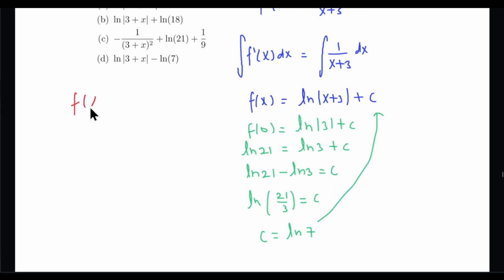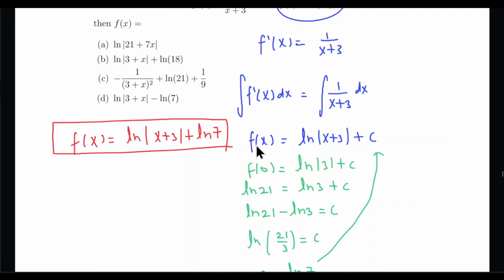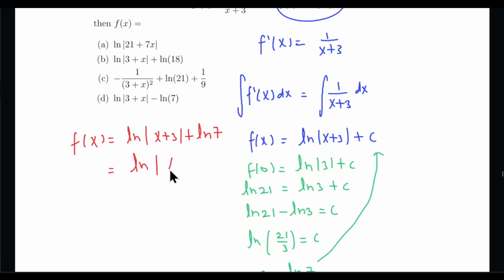So our function becomes ln absolute value of x plus 3 plus ln 7, I think, right? So that should be our answer, which I don't see anywhere in the options, but they're actually playing with us because they have again used a log property, because log a plus log b is log of a times b. And a positive number can very easily go inside an absolute value.